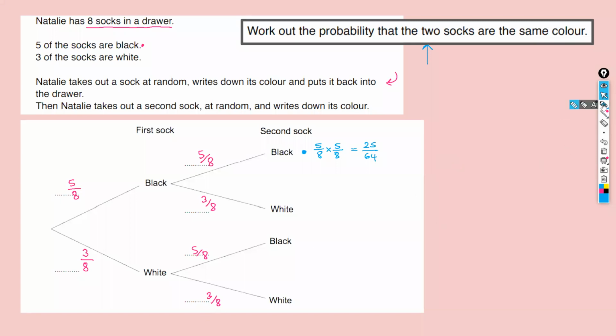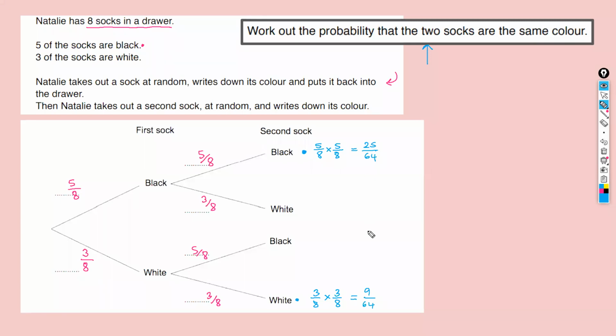But how else can she win this game? She can also pick a white and then pick what? Another white. So when you're going across from left to right, you have to multiply the values. So it's 3/8 multiplied by another 3/8, which is 9 over 64. Because we're going from left to right, and left to right means you have to multiply all the values you come in contact with.